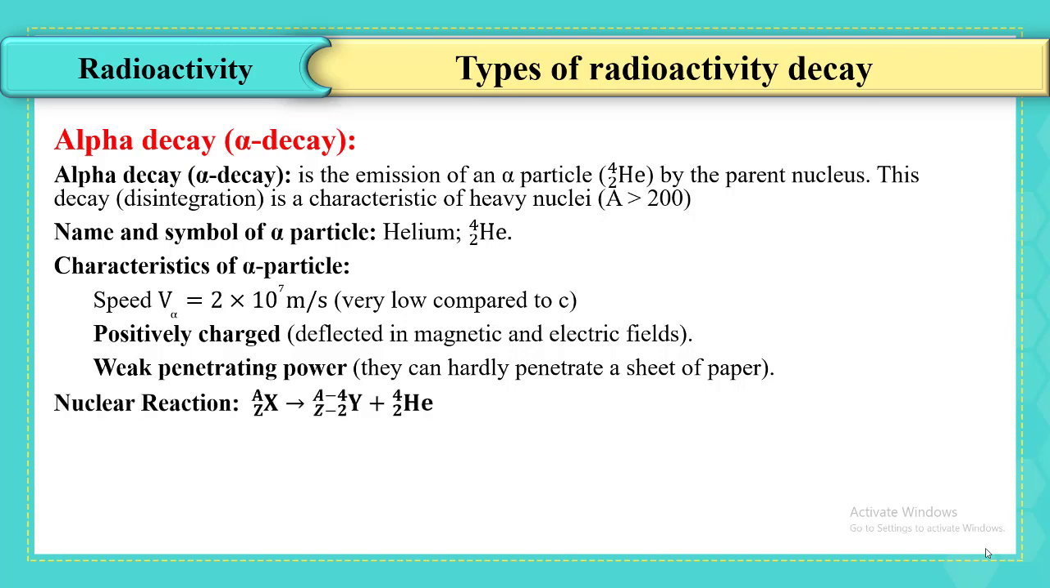The general equation of nuclear reaction in case of alpha decay is given here. An atom X is decayed into Y atom with the emission of helium. An example about alpha decay is shown here. Polonium-210 is decayed into lead-206 with the emission of helium. We can see that the polonium-210 loses 2 protons and 2 neutrons to form a new more stable nucleus called lead-206 with the emission of helium.